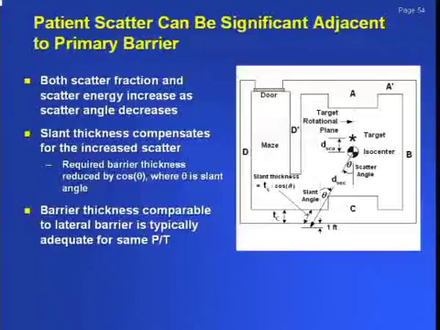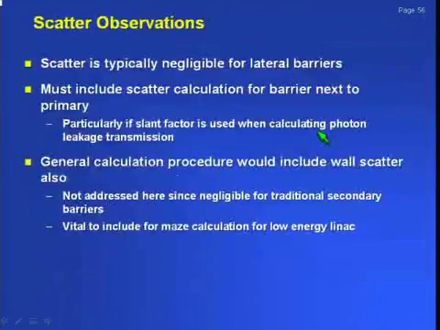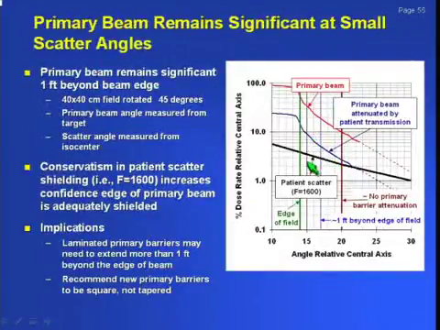Here is your steel. Now, where is patient scatter significant? Really, it's only significant down here at the point adjacent to this primary barrier. This is the point where you may have to worry about patient scatter. So again, that is the data you're actually looking for. What you're looking at is your primary beam that remains significant at small scatter angles, and this data is plotted out here for you.